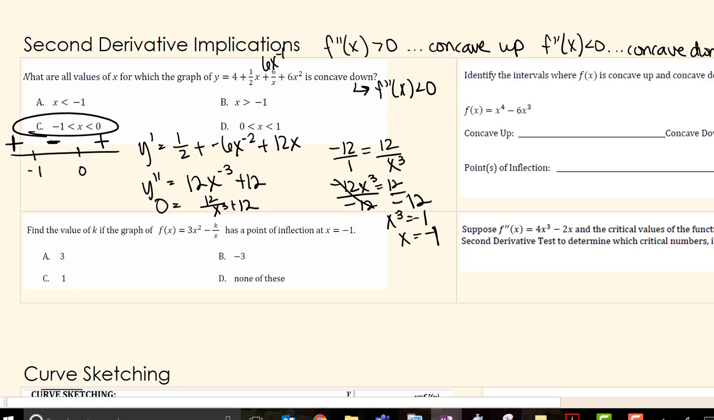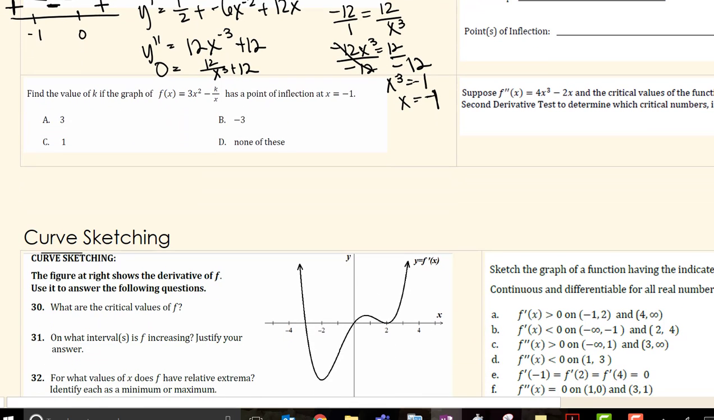Find the value of k if the graph of f of x equals 3x squared minus k to the x has an inflection point at x equals negative 1. So we're already seeing that the inflection point is at x equals negative 1. This means that f double prime of negative 1 equals 0, right? Because an inflection point is where that double derivative equals 0 and changes signs.